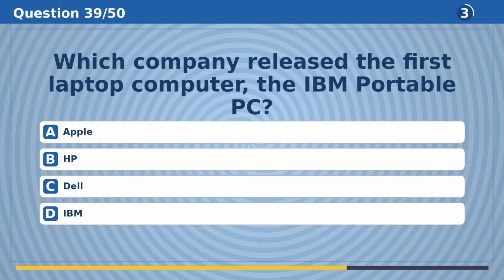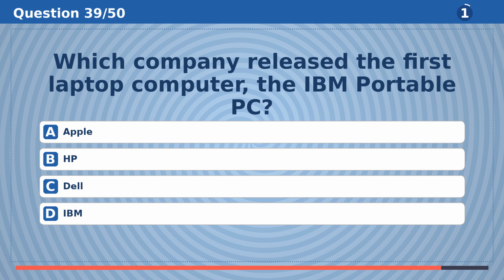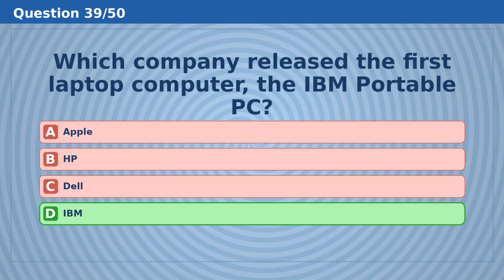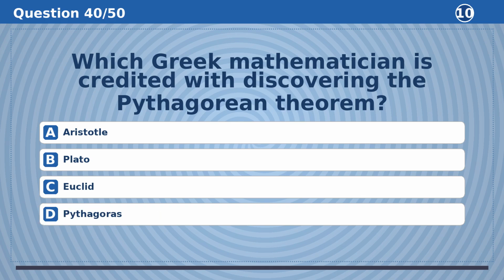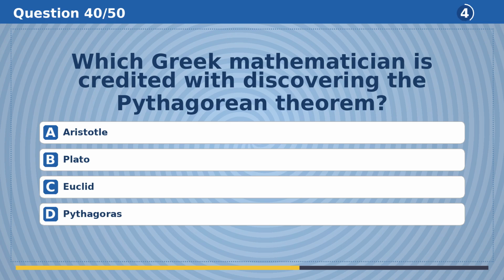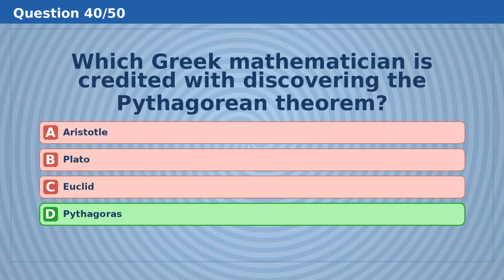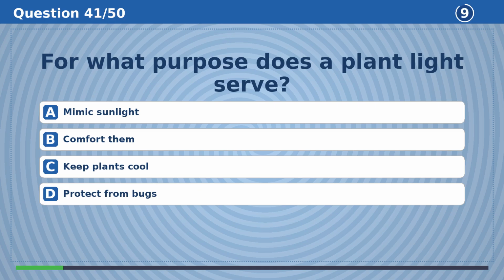Which company released the first laptop computer, the IBM Portable PC? The answer is D, IBM. Which Greek mathematician is credited with discovering the Pythagorean theorem? The answer is D, Pythagoras.